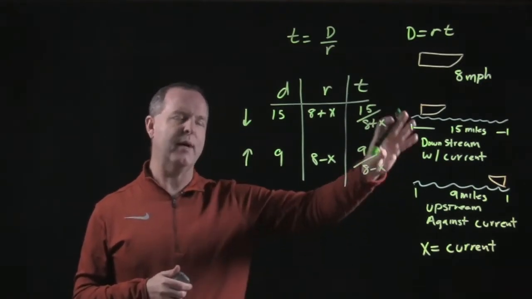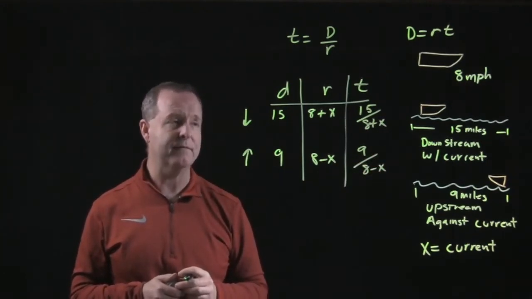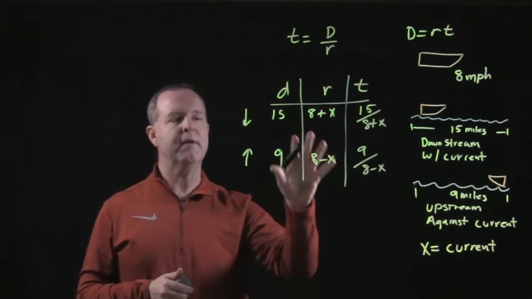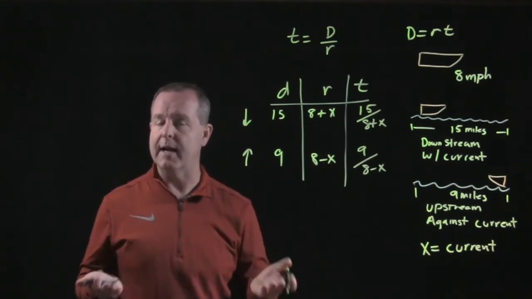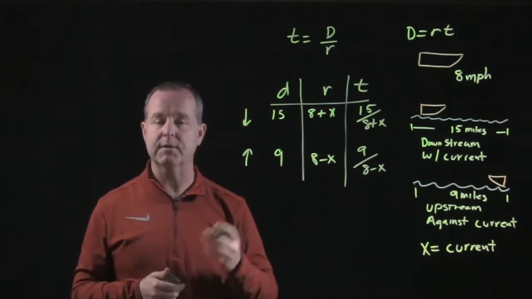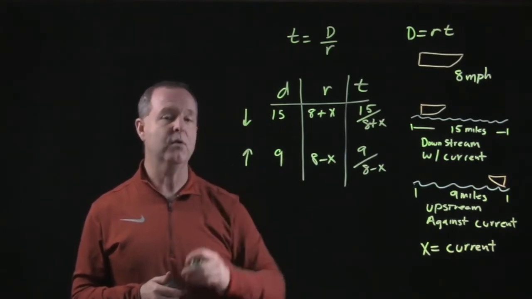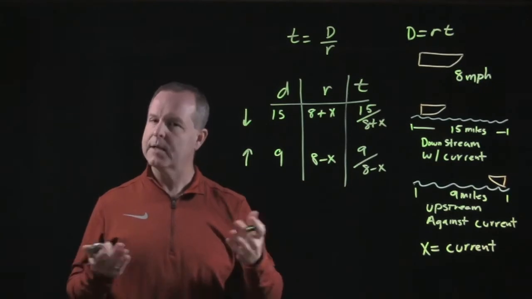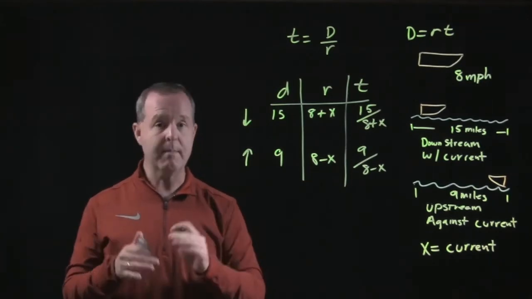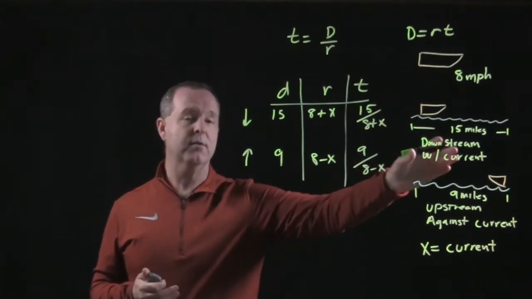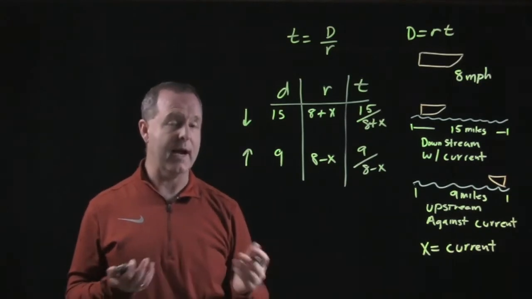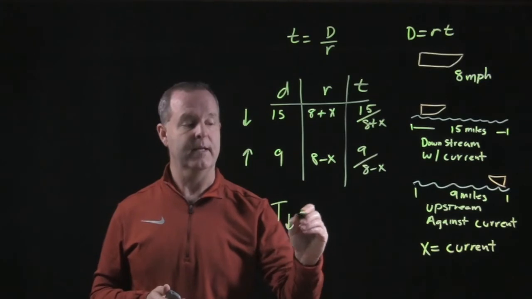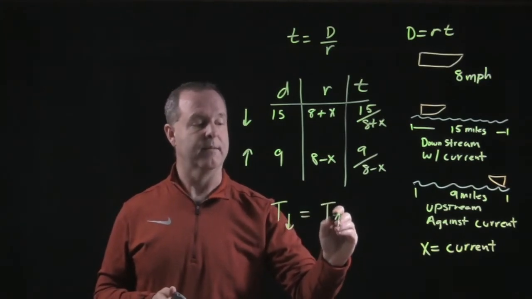Now, that's pretty much the second phase of the problem. First phase is kind of reading the problem, understanding what I have, knowing that it's a motion problem. Second part is start to figure out what are my variables, and I'm able to go ahead and assign those variables some value or some value in relationship to x. Now we're in the third part of the problem, solving the problem. Now, do you remember the time that it took me to go downstream was equal to the time that it took me to go upstream? So time downstream equals time upstream.